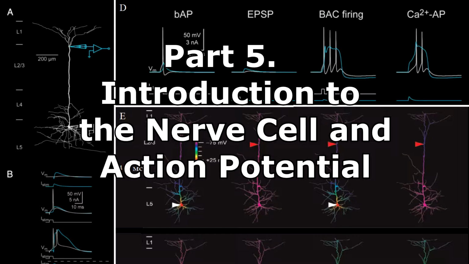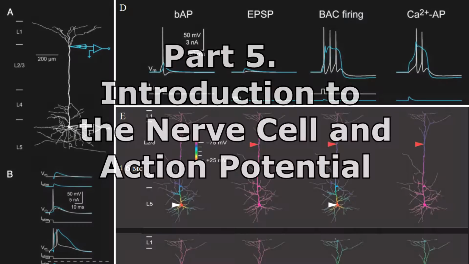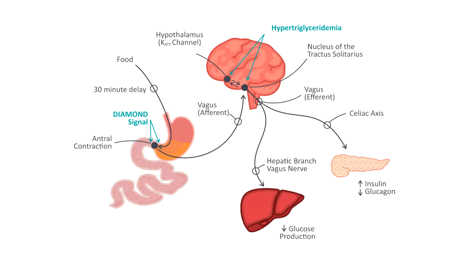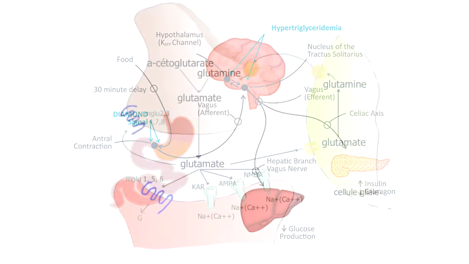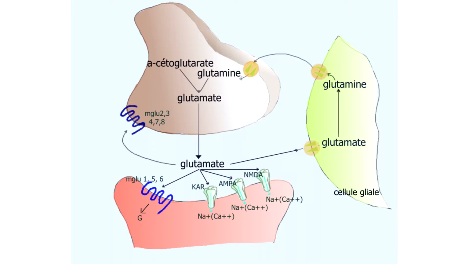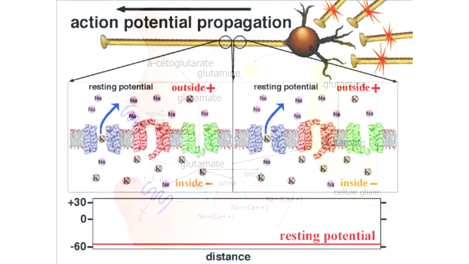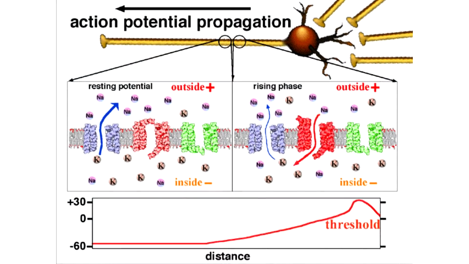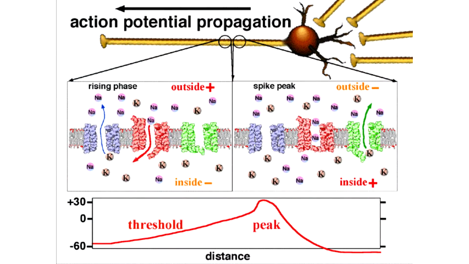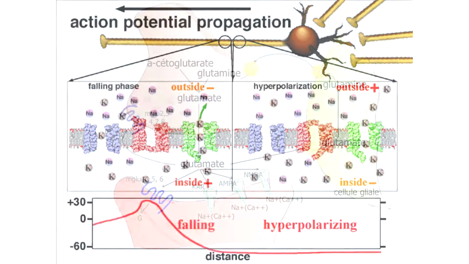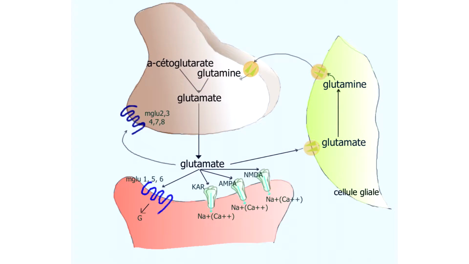Introduction to the nerve cell and action potential. Neurons enable communication between different cells and tissues in the body. This happens through being activated by chemical signals and converting the signal to an electrical signal, which propagates within the nerve cell to finally result in the secretion of chemical substances that can affect the next cell.